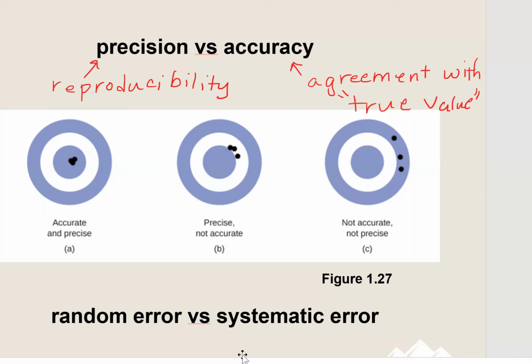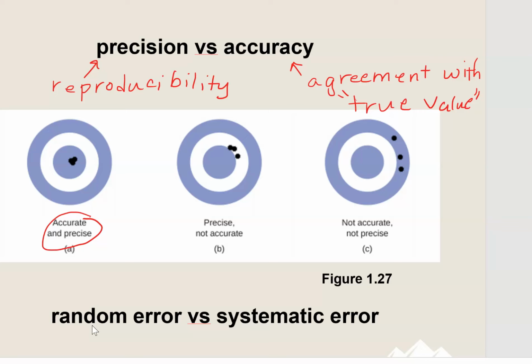Now, ideally, we want our set of measurements to have both precision and accuracy. These pictures help you see a visualization of what's different. What we want is the scenario in A. It's both accurate, those shots are on the bullseye, and they're precise, they're close to each other.